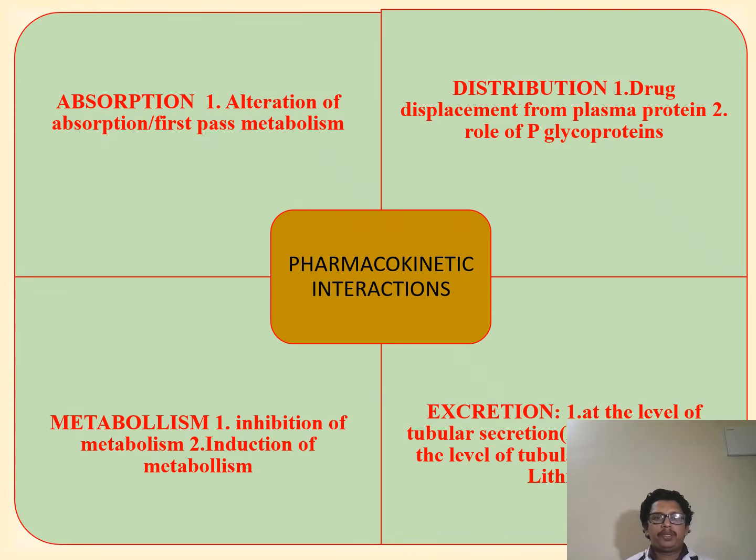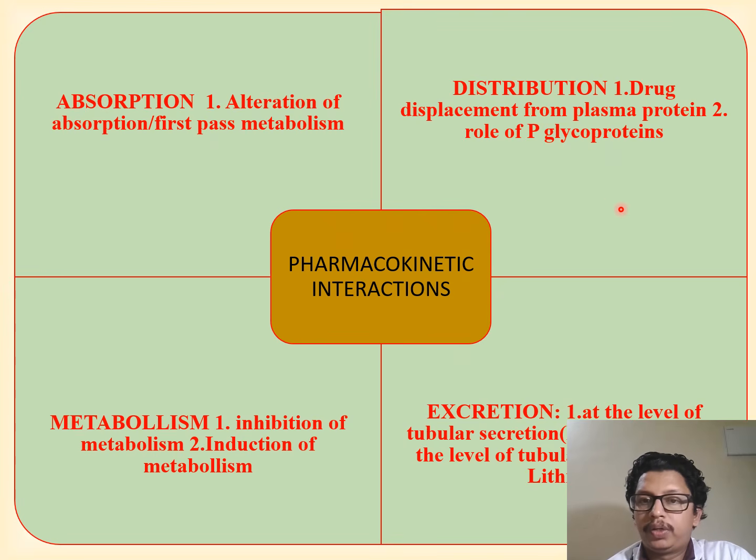A PK drug interaction can occur in four phases: one, absorption; two, distribution; three, metabolism; four, excretion. In the absorption phase, there is an alteration of absorption or first-pass metabolism. In the distribution phase, there is drug displacement from plasma protein or the role of P-glycoprotein inhibitors. In the metabolism phase, there is inhibition or induction of metabolism, and in the excretion phase, interaction at the level of tubular secretion or excretion.